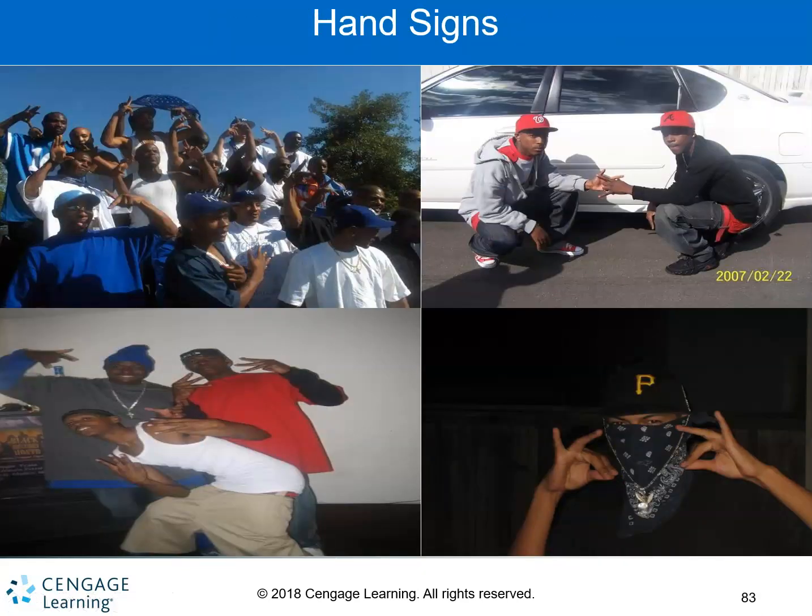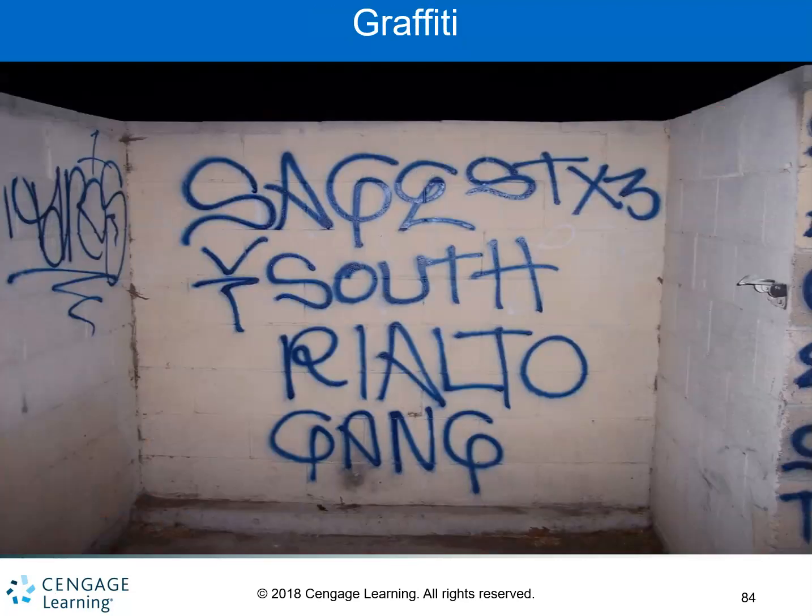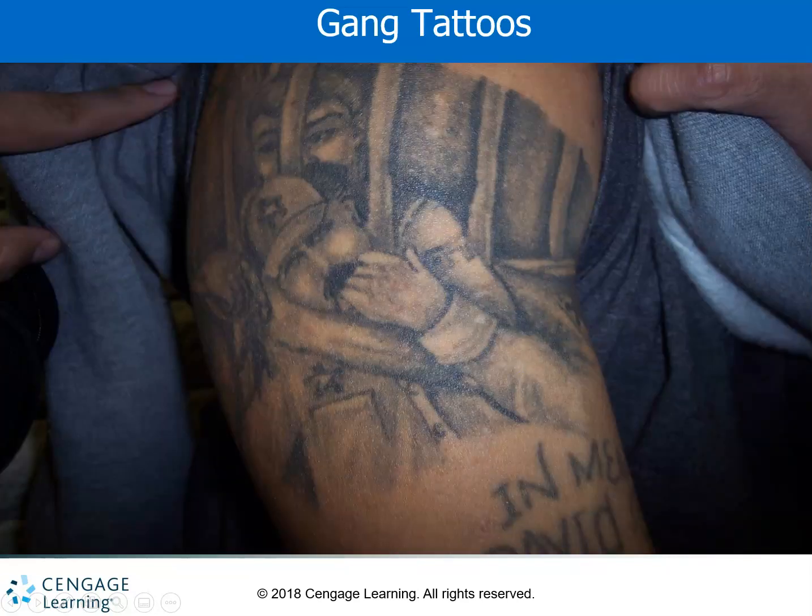We talked about hand signs. Almost always, gang members will have a hand sign that will identify them as where they are from, where's their turf, what gang they're in, etc. We talked about graffiti again, and you can tell, Sage Street. So this is South Side Sage Street in Rialto. Why they put gang, I don't know, but anyway, it is what it is.